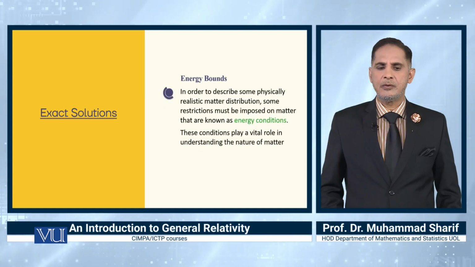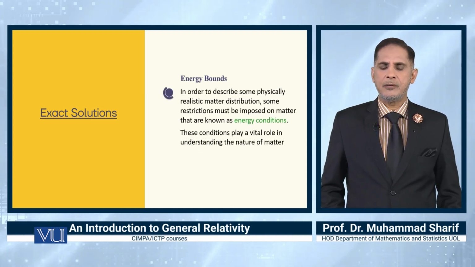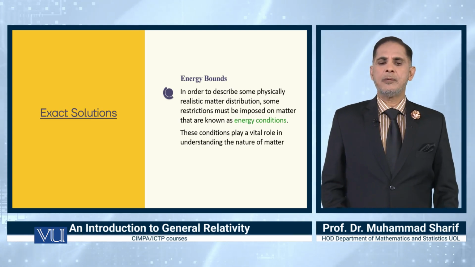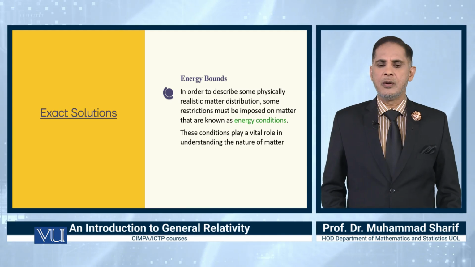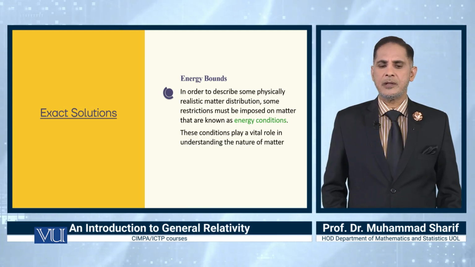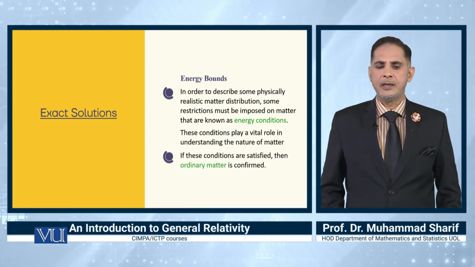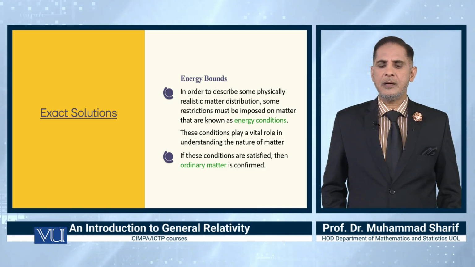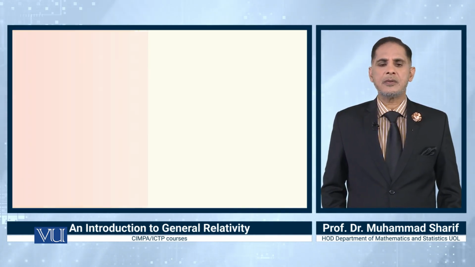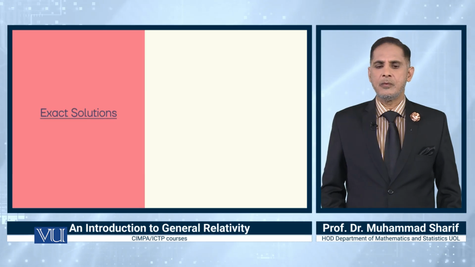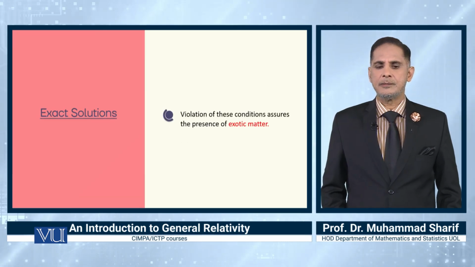Next is the energy bound. This is very important to check the viability of the solution. In order to describe some physically realistic matter distribution, some restrictions must be imposed on matter that are known as energy conditions. These conditions play a vital role in understanding the nature of matter. If these conditions are satisfied, then we say the matter is ordinary matter. If these conditions are not satisfied, that means we have exotic matter.